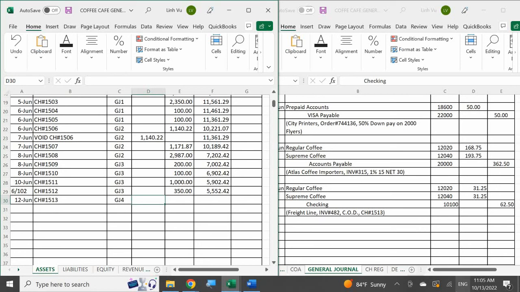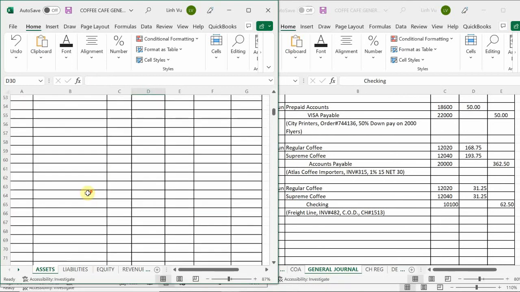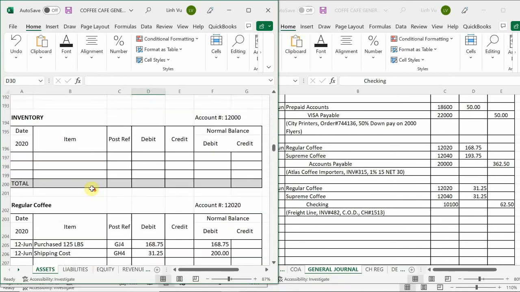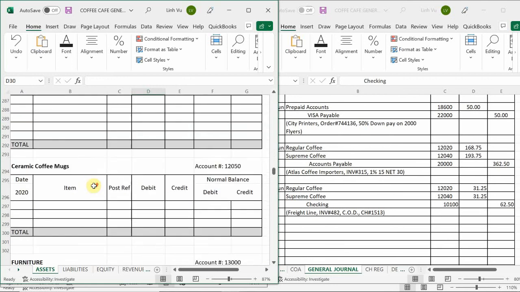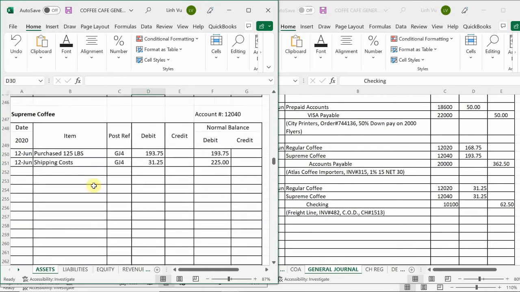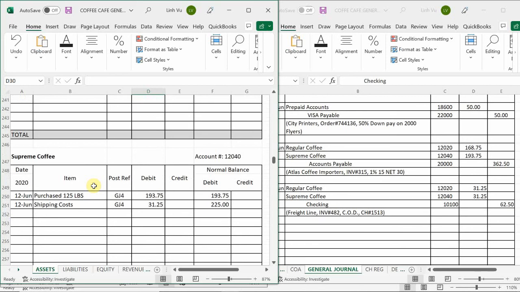Where are you looking at? The previous addition to the coffee freight on the charge? Okay, so for the Supreme Coffee? Yeah. Okay, so the Supreme Coffee, right? It's $193.75 plus 20 plus $31.25. So that should give you $225. Okay, cool.